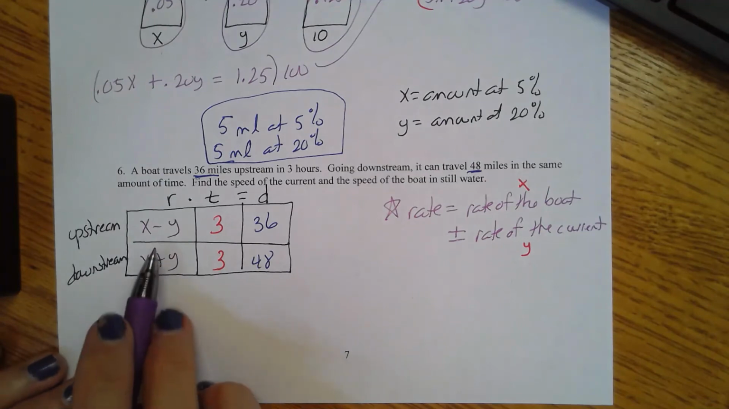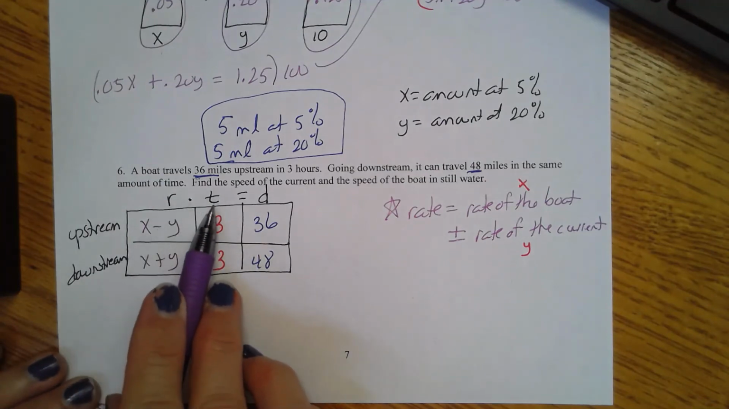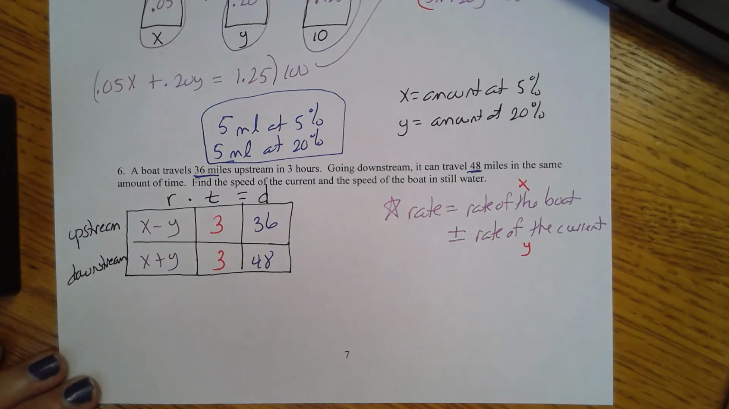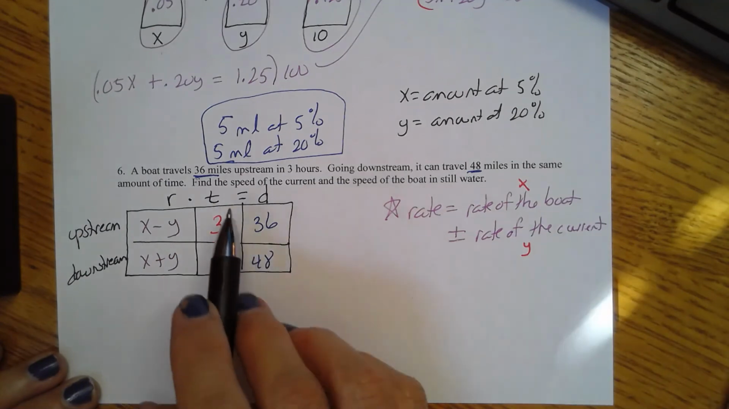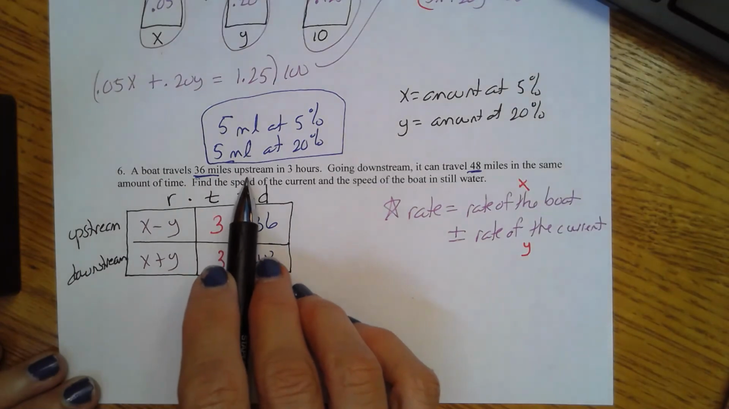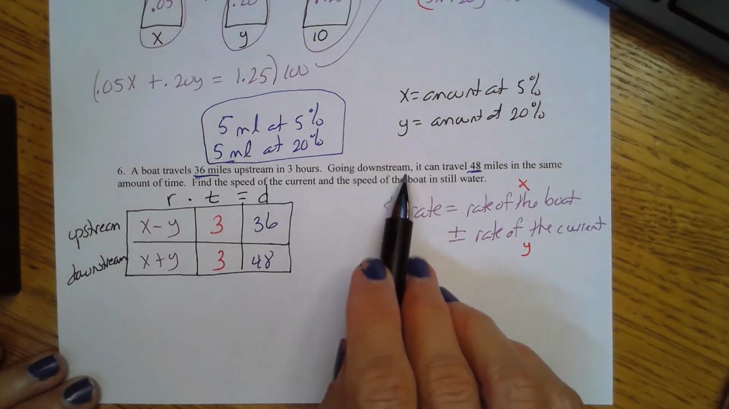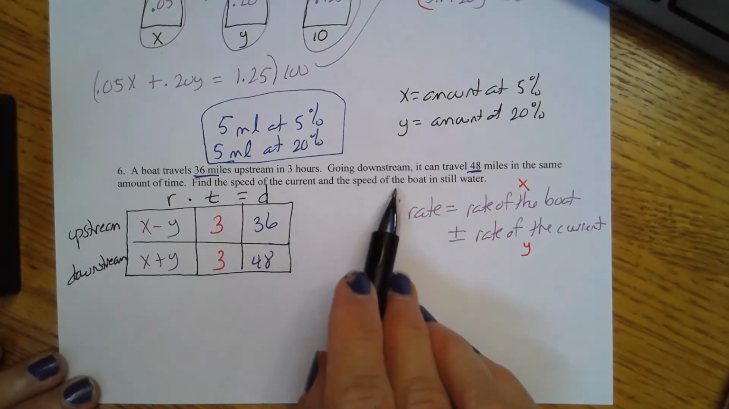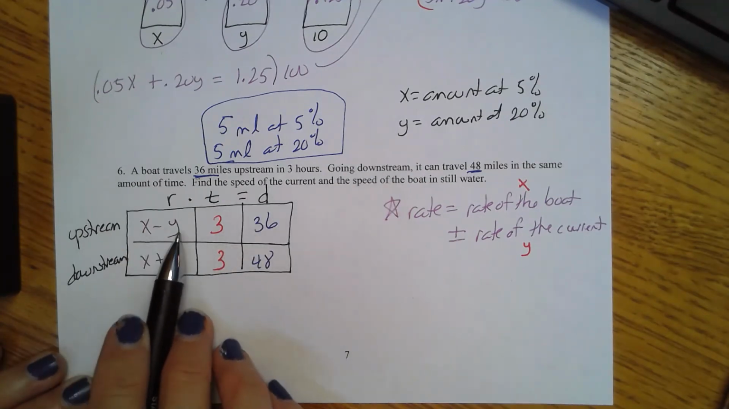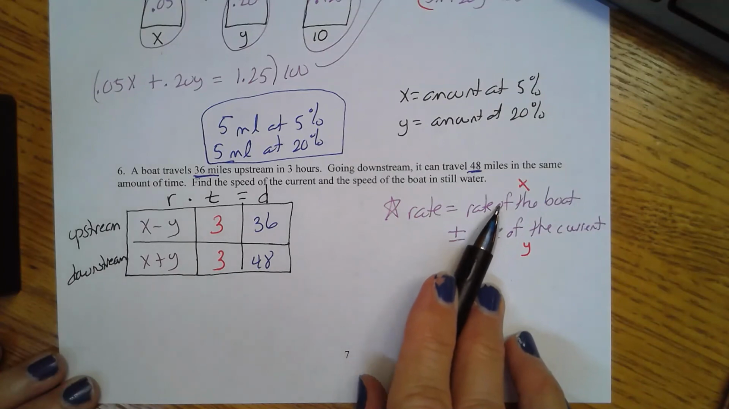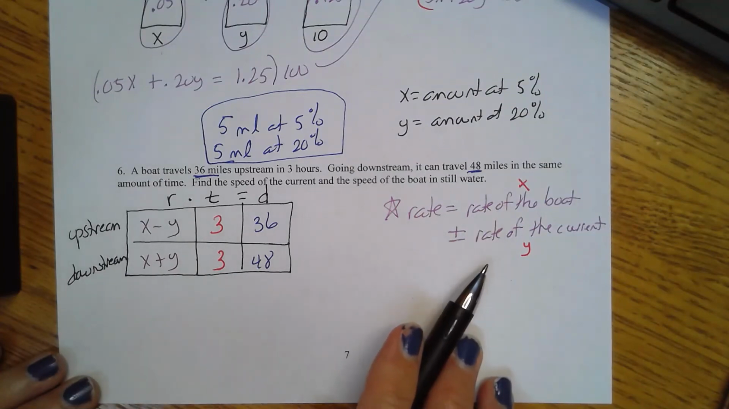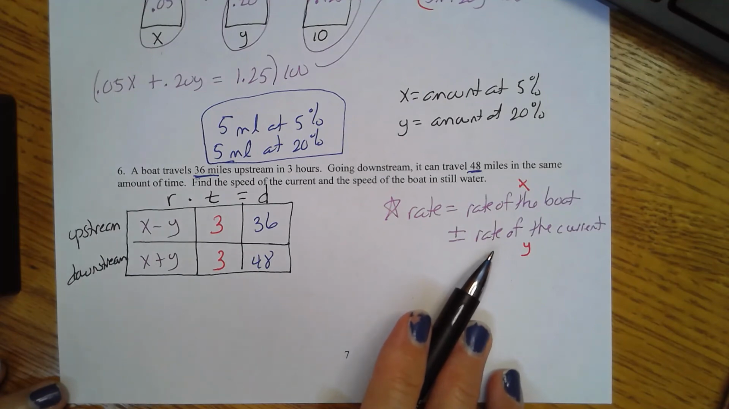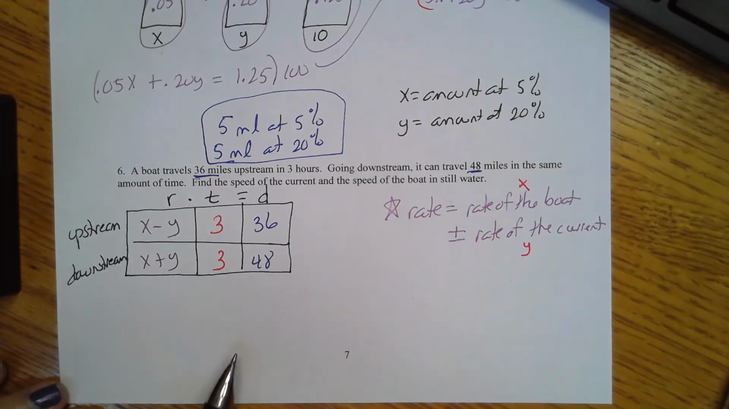So now we're going to just go ahead and do the rate times the time equals the distance for upstream. And then if you read it one more time, what does this say? It says a boat travels 36 miles upstream in 3 hours. Going downstream, it travels 48 miles in the same amount of time. Find the speed of the current and find the speed of the boat. So there's my boat, there's my current. Why do I have to put the boat first? Because the boat better go faster than the current. If it's an airplane, the airplane better go before the wind speed. So make sure you put that in the right order.